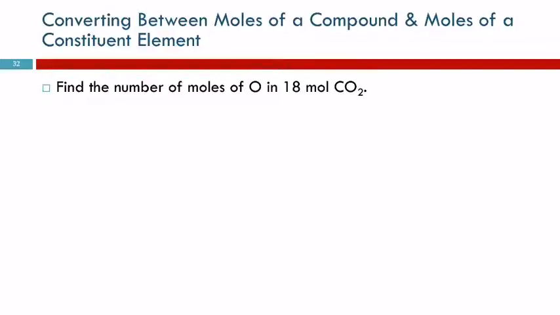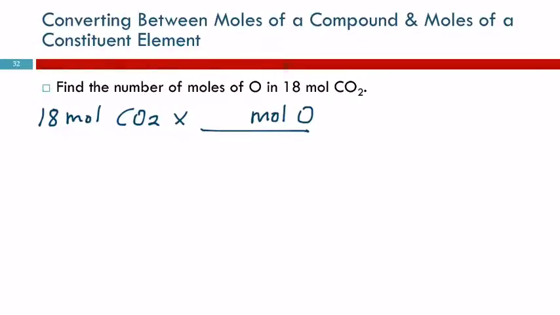So let's find the number of moles of oxygen in 18 moles of carbon dioxide. So we have 18 moles of CO2. And what do we want to find? Moles of oxygen. So I want to multiply by moles of oxygen, and mole of CO2 is a unit. I want that unit to go away. So those cancel out. And then where do I get the relationship between moles of oxygen and moles of CO2?